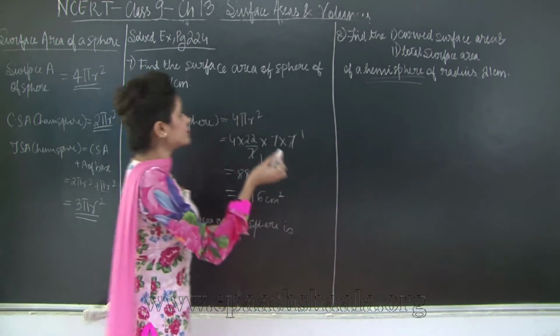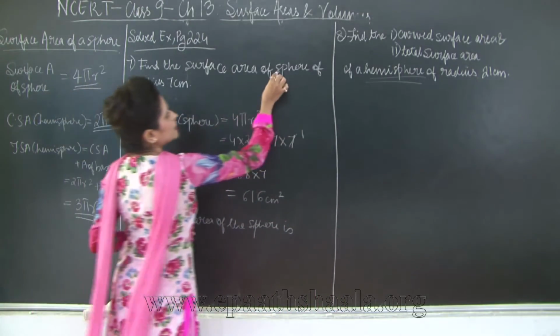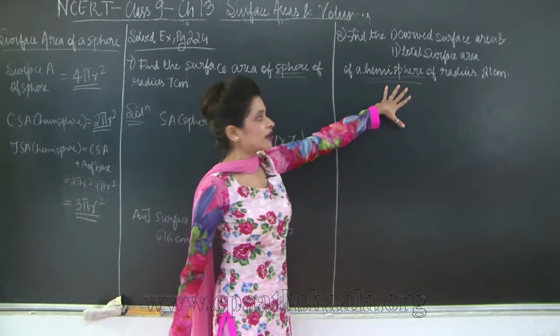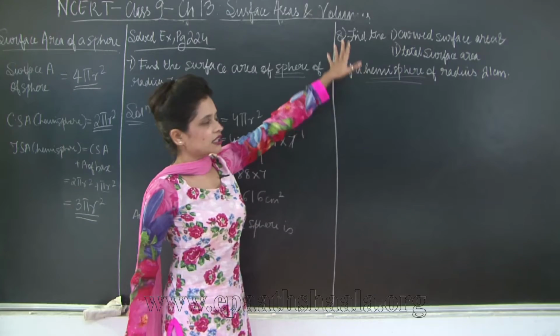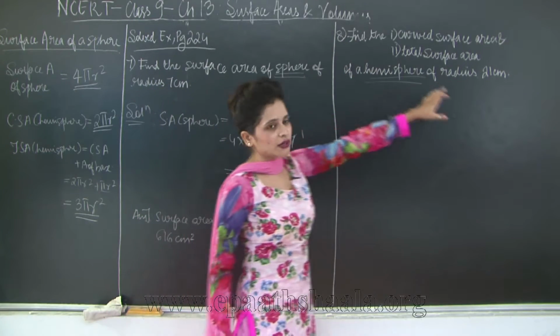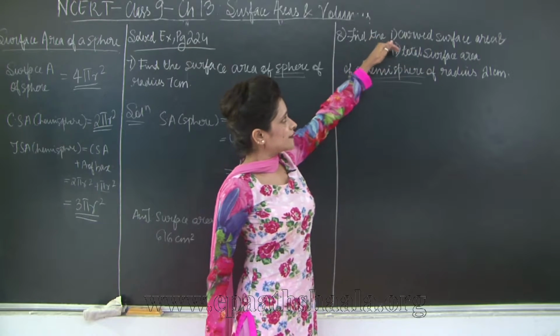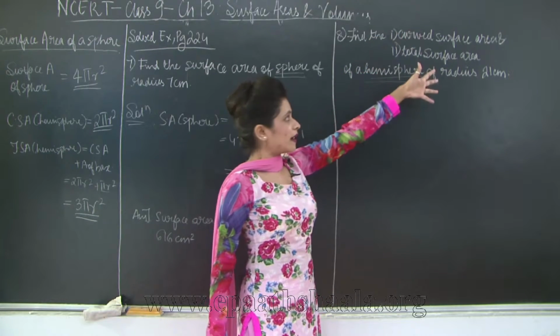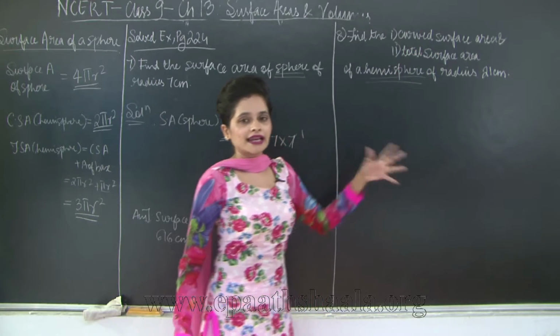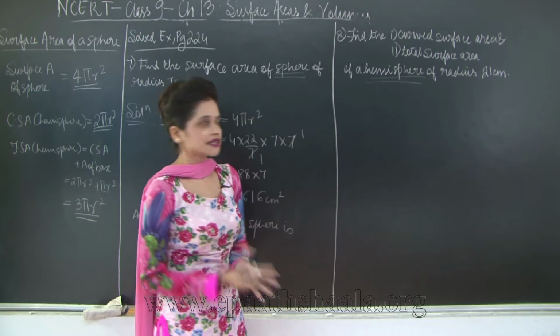So what is the difference between this sum and this sum? That here we are talking about the entire sphere, whereas here we are talking about the half part of the sphere. So you need to find the curved surface area and the total surface area of a hemisphere of radius 21 centimeters. So the curved surface area we learnt is 2 pi r square, and the total surface area of a hemisphere is 3 pi r square. Let's simply substitute the values and find the solution.